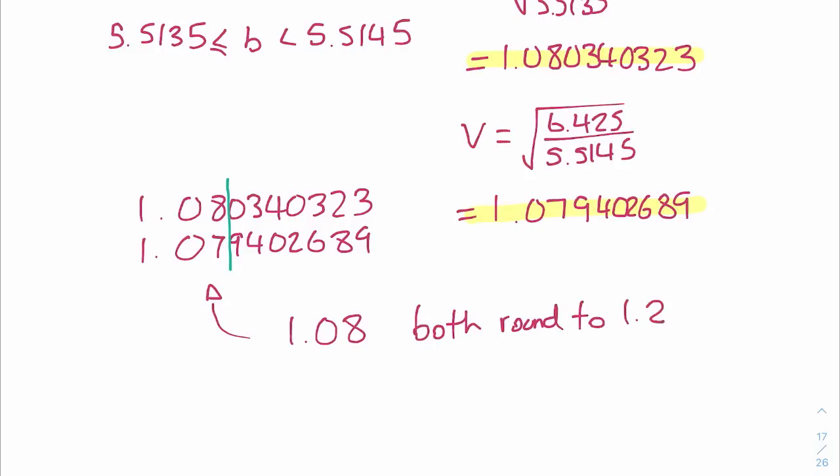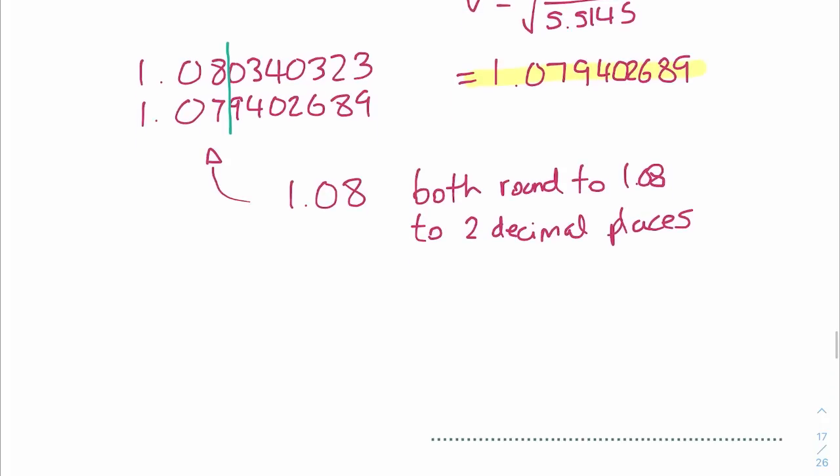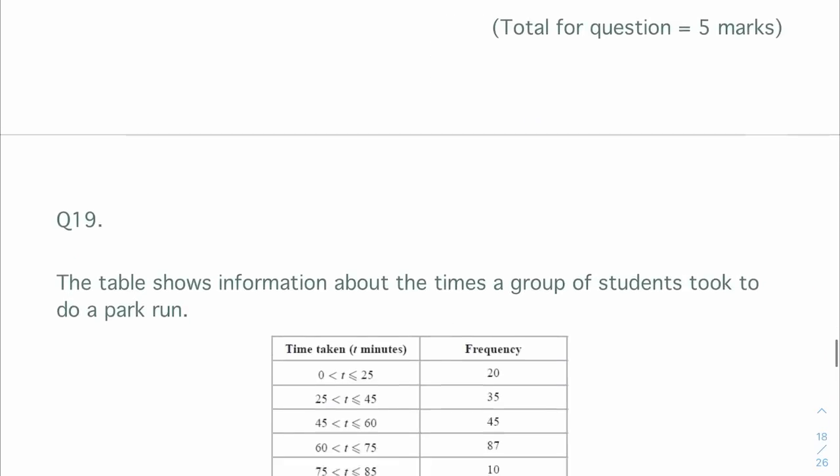And then we're going to state how they both round to 1.08. So that was to 2 decimal places. You could also use significant figures, but that would be 3 significant figures. So that either means I need to say because they both round to 1.08 to 2 decimal places, or I could say they both round to 1.08 to 3 significant figures. So there we go, 1.08, and you could write your explanation down there as well. There we go, there is looking at bounds.